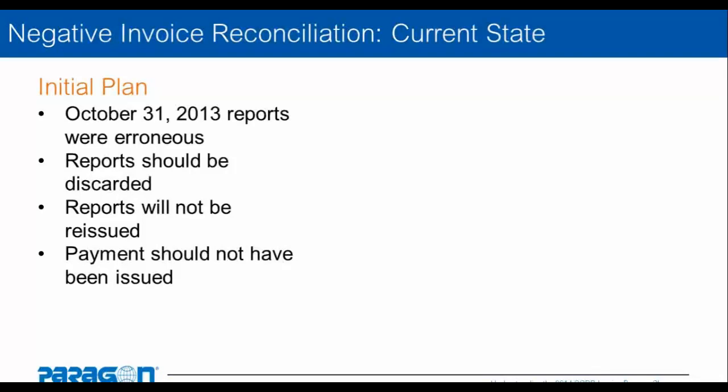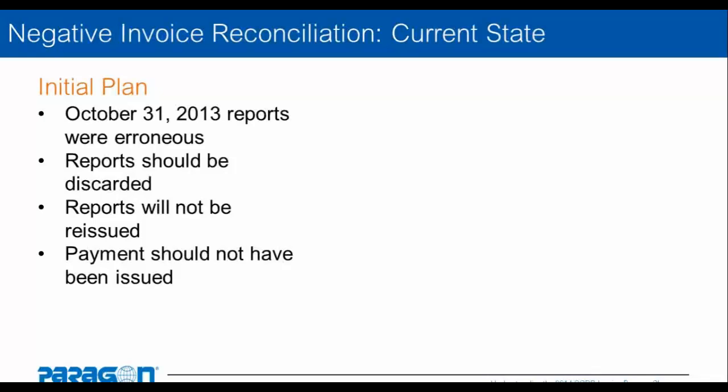Initially, CMS announced a plan in July 2013 to reconcile negative invoices that were accumulated between 1Q11 and 4Q13 invoice quarters. Initially, the plan was to distribute 2 negative invoice reports, one in October 2013 and the following in April 2014. Accordingly, the first set of reports were distributed on October 31st, 2013. However, the reports were erroneous. In some cases, the amounts were wrong, there were issues with the labeler transfers, and other various issues with the reports.